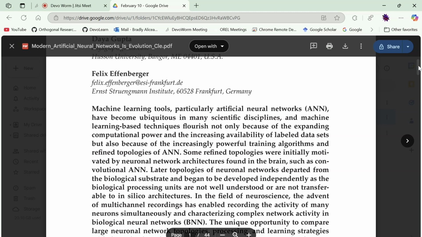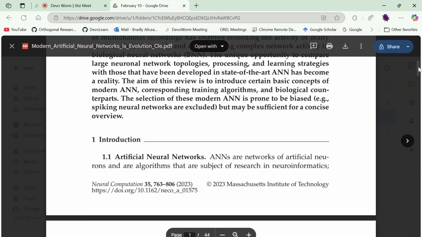But the idea is that evolution produced biological neural networks. Therefore, it's maybe more clever than what we can construct in terms of artificial neural networks, something that we build from this metaphor that we're using. So I'll go through the abstract. There's a lot of detail in the paper, so if you're interested, it's actually this Neural Computation paper from 2023.